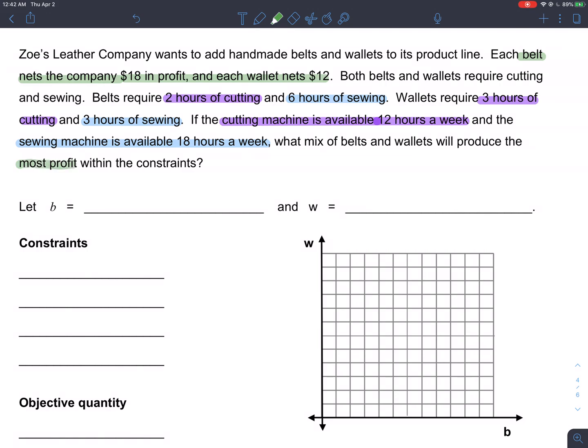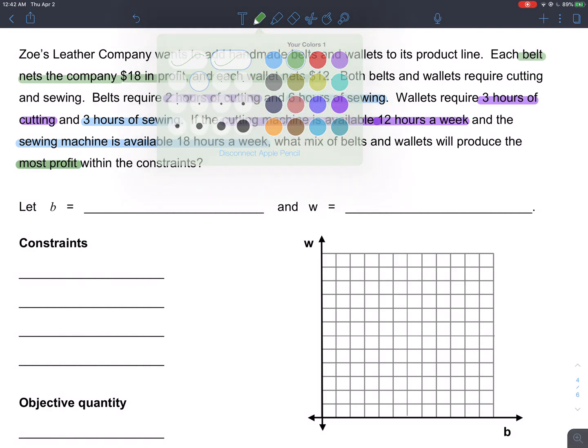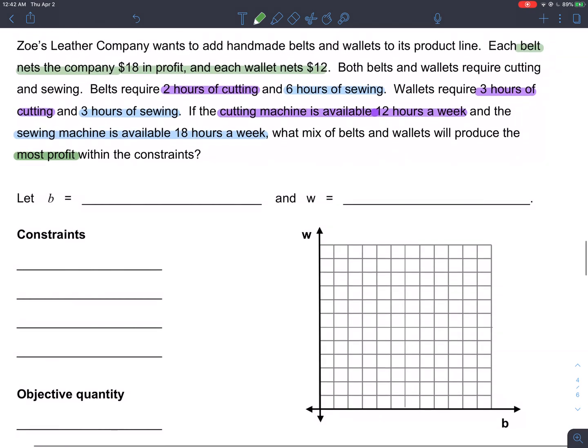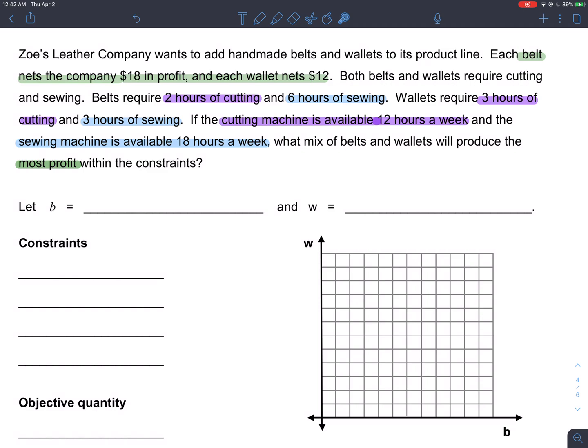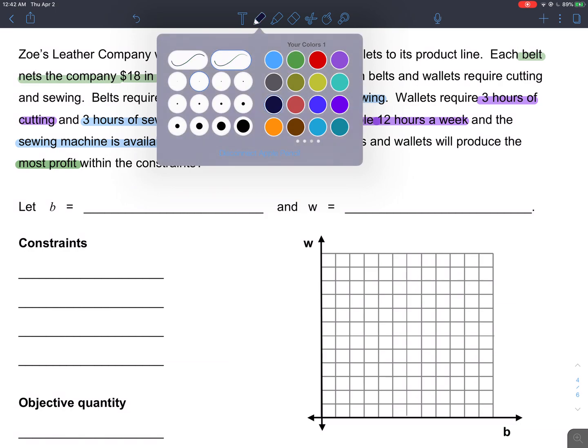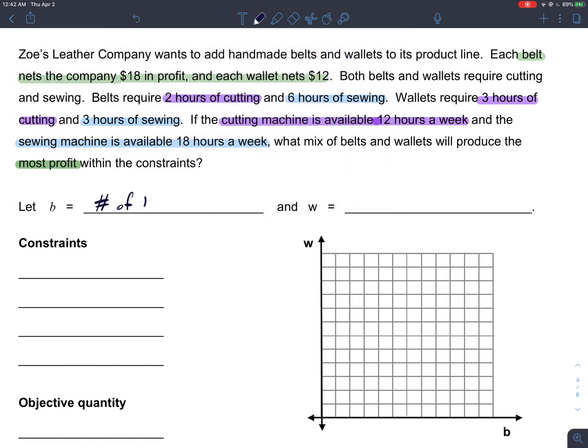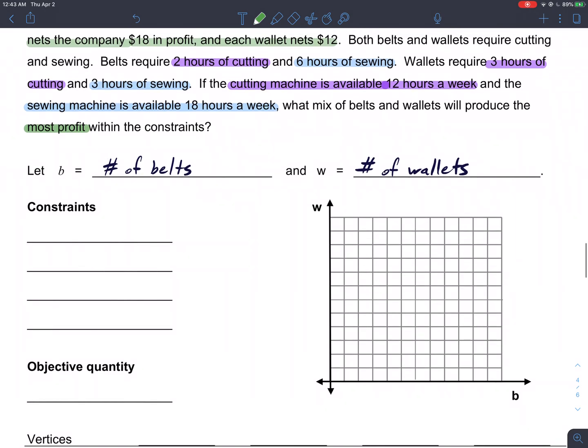All right, we are trying to calculate the profit. So my profit objective here, I'm sorry, let me back up a little bit. I didn't talk about the variables. B and W. B represents obviously the number of belts, while W represents the number of wallets. All right, so with B and W, number of belts and number of wallets, I'm told that I'm going to make a profit of $18 per belt and $12 per wallet.